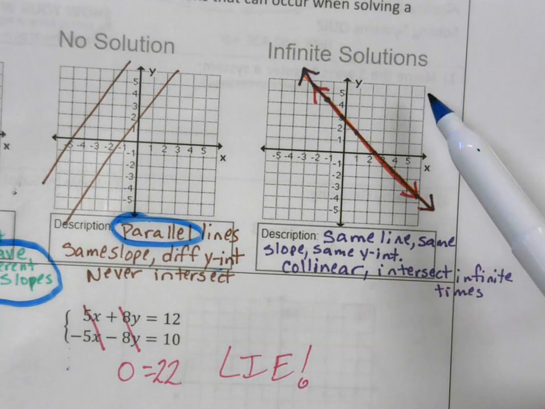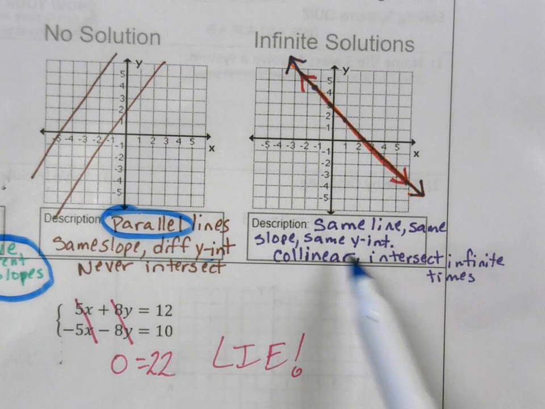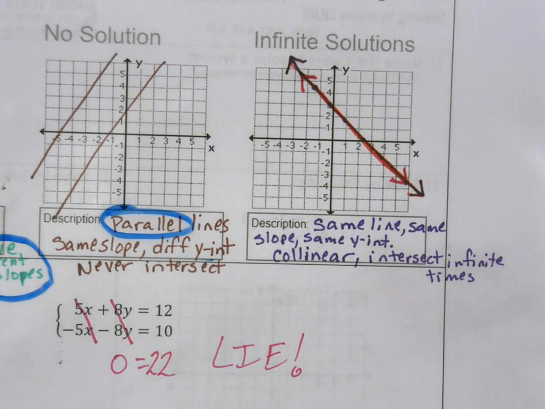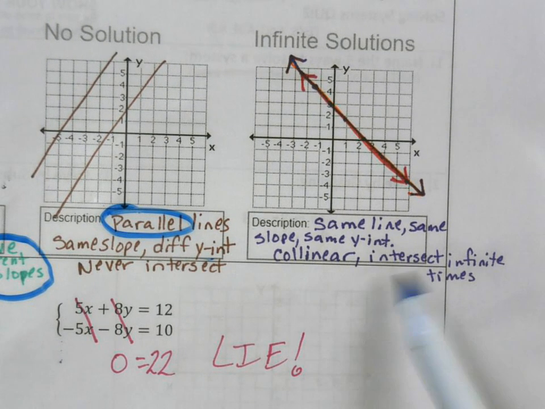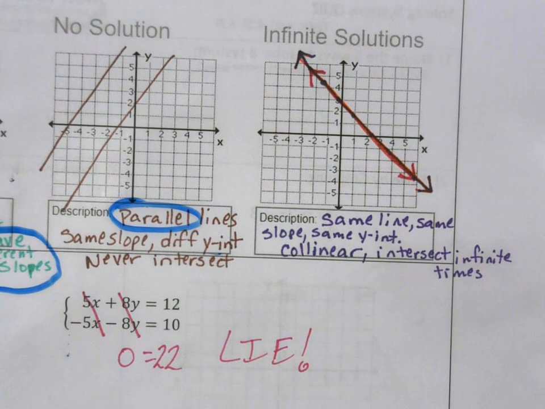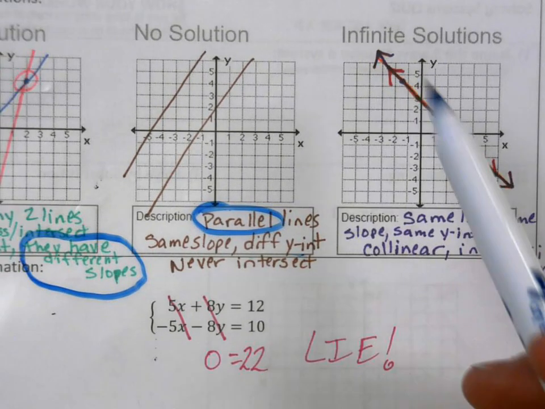For infinite solutions, they're the same line. Same line, same slope, same y-intercept. Collinear was the vocabulary word that we talked about. They intersect an infinite number of times because they're the same line. That's why there are infinite solutions.